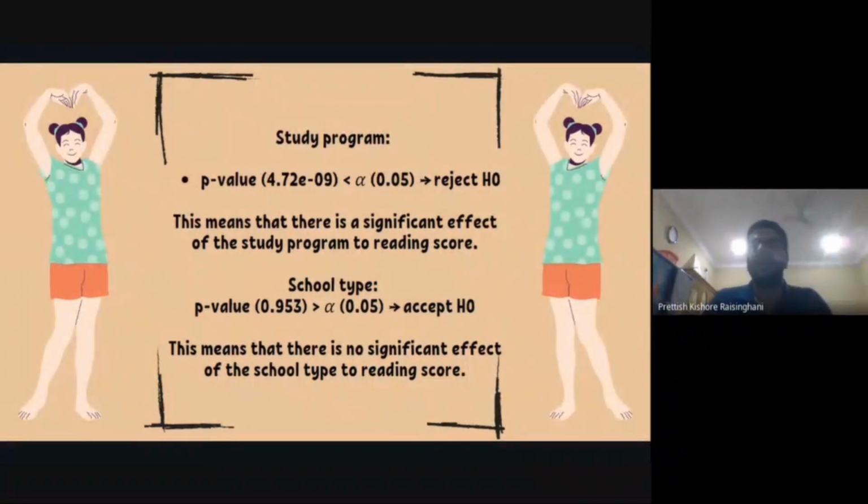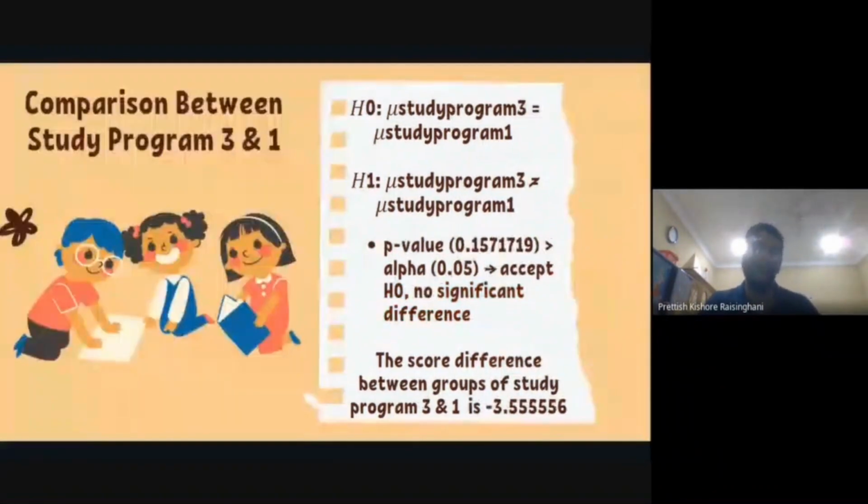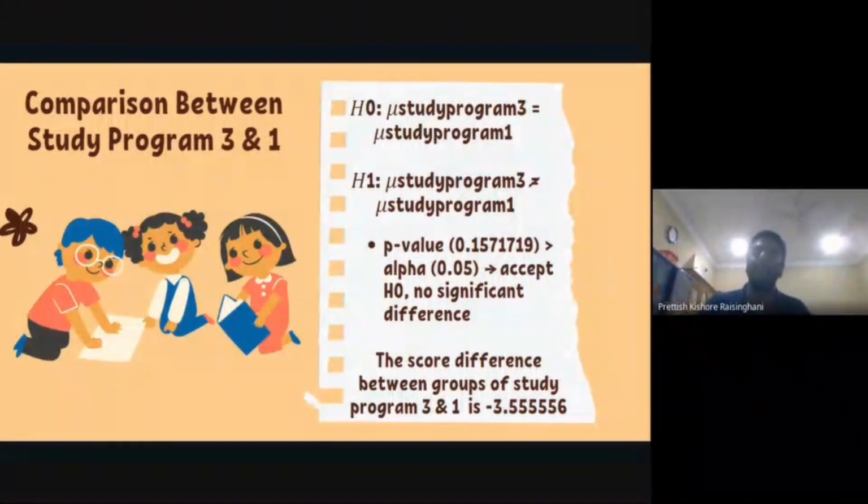Whereas the p-value of the school type is bigger than alpha. This means that there is no significant effect of the school type on the reading score. As shown, the p-value is less than alpha, which means again there is a significant difference of the reading score between study program 2 and study program 1. In this case, the p-value is bigger than alpha. This means that there is no significant difference of the reading score between study program 3 and study program 1.